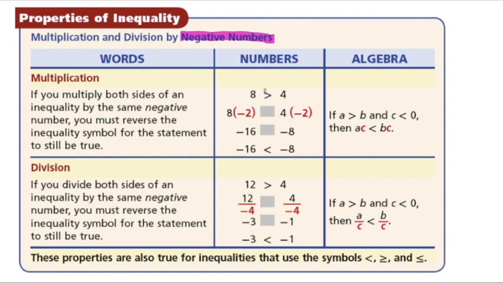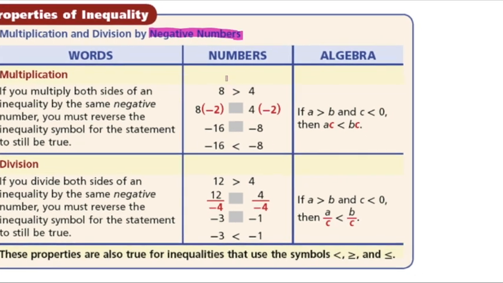So for instance, if I take 8 is greater than 4, which is true, and then I multiply 8 by negative 2 and 4 by negative 2, instead I get negative 16 and negative 8. Now, negative 16 is on the left side of the negative 8 on the number line. So that means negative 16 is actually less than negative 8.